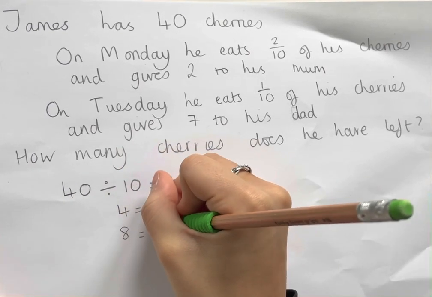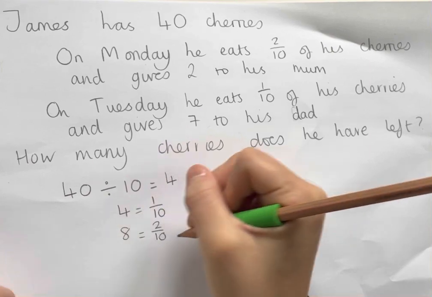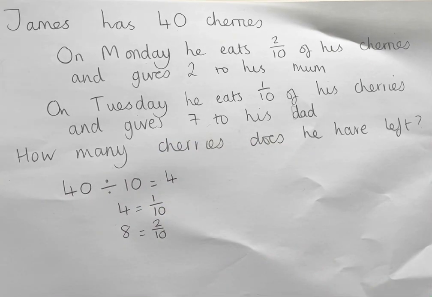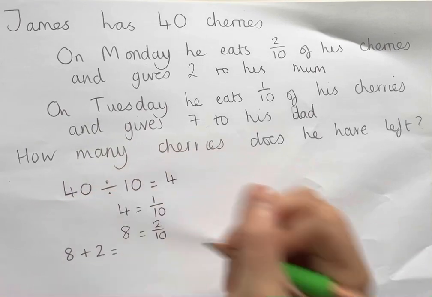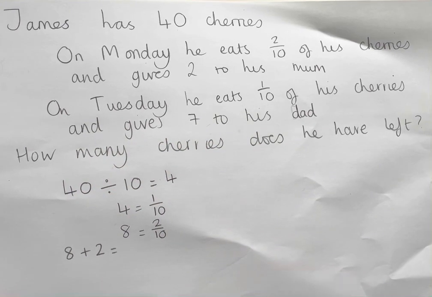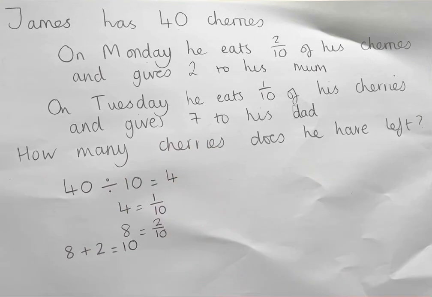So now we know that on Monday, James ate 8 cherries. So he ate 8 cherries and he gave 2 to his mum. So we need to do 8 add 2 equals, well, we know that that equals 10. So now we know that on Monday, in total, James either ate or gave away 10 cherries.